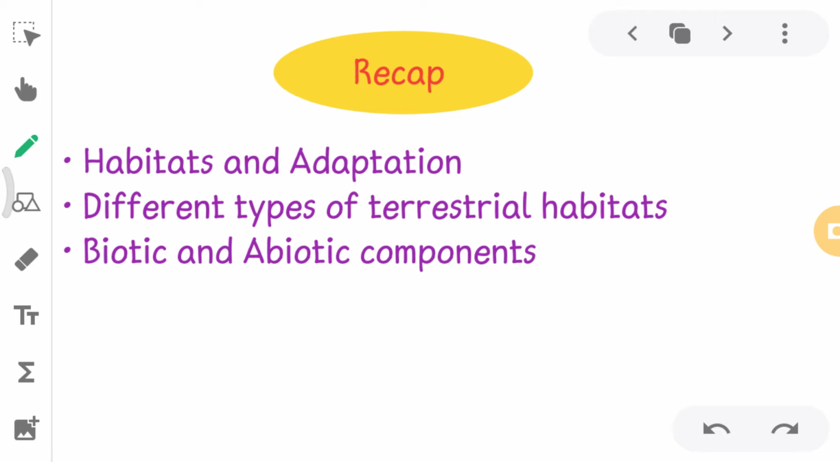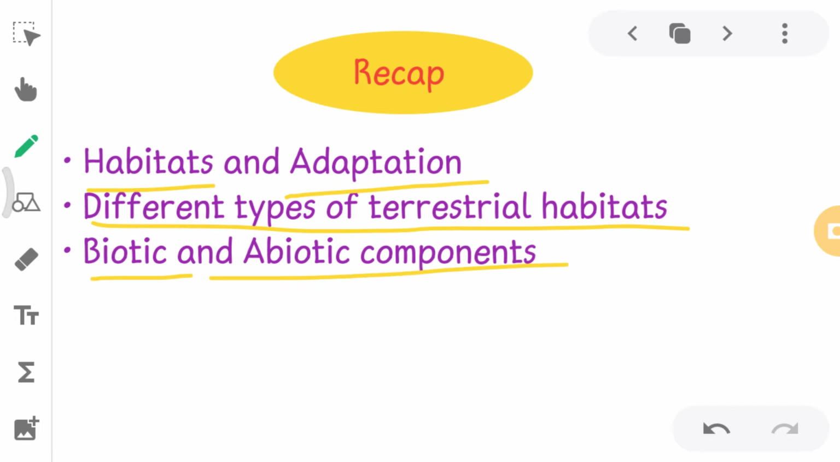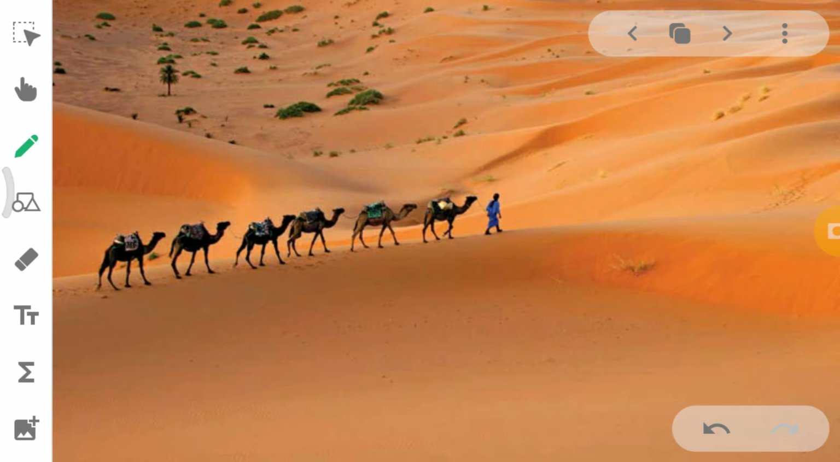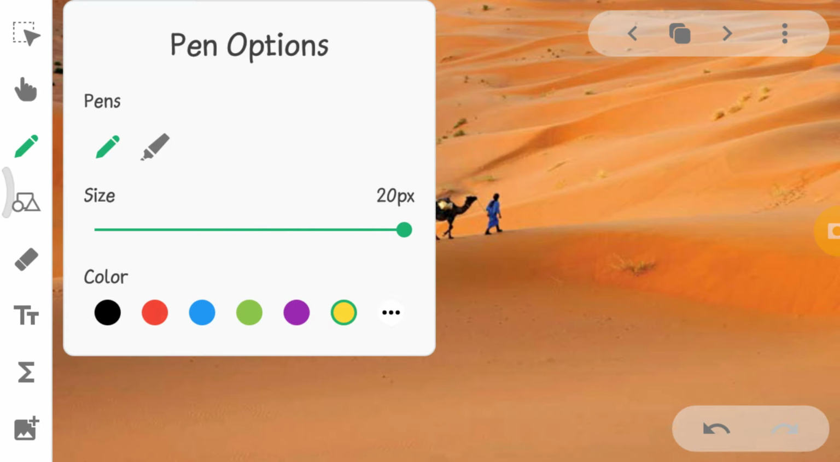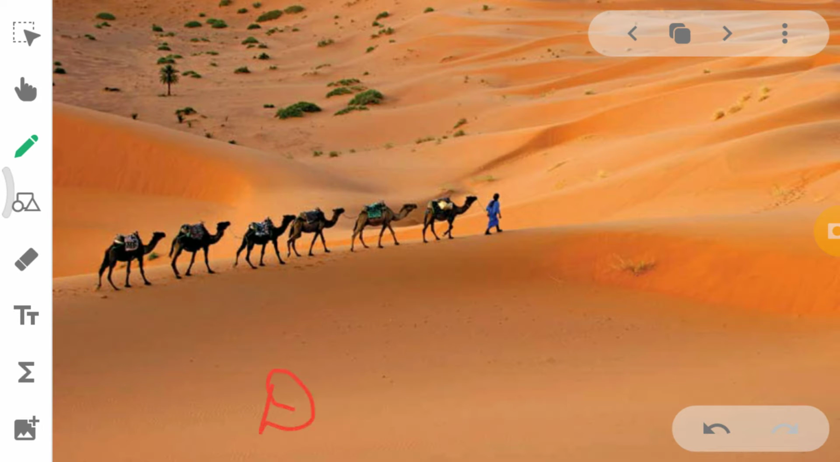In the previous video, we have discussed the types of habitats and adaptation, different types of terrestrial habitats, biotic and abiotic components. Now, let us go in detail and explore this world of habitats. We'll first start with deserts.